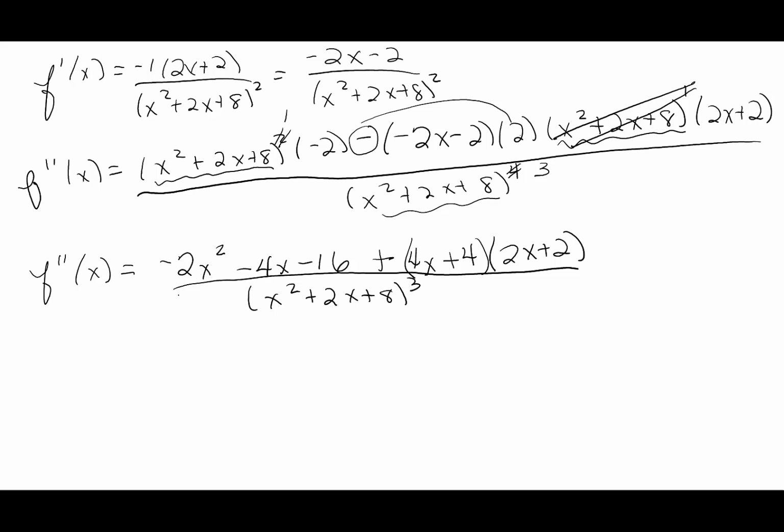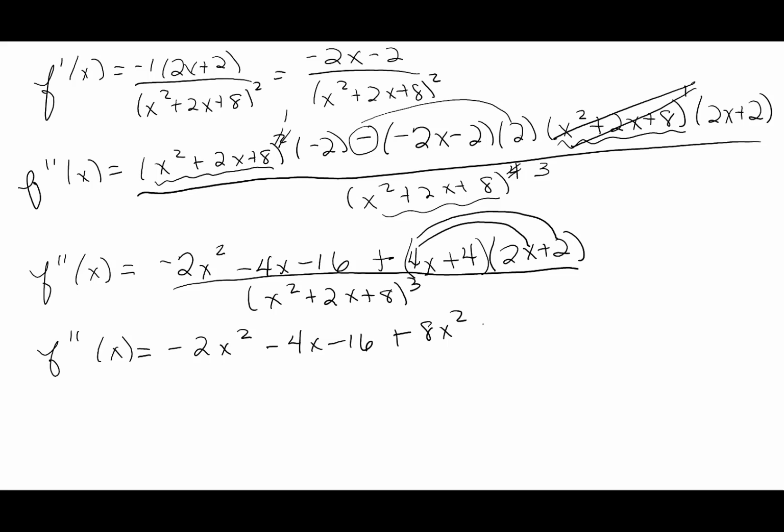Okay. So now, let's multiply out the 4x plus 4 times 2x plus 2, f double prime of x. -2x squared minus 4x minus 16 plus 4x times 2x is 8x squared. 4x times 2 is 8x. 4 times 2x is also 8x. And then 4 times 2 is 8. Okay. Lots of terms. The denominator has not changed.